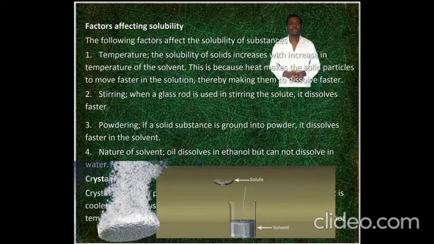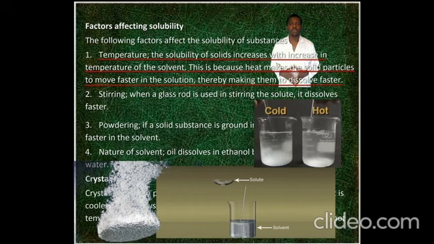Factors affecting solubility. The following factors affect the solubility of substances. 1. Temperature. The solubility of solids increases with increase in temperature of the solvent. This is because heat makes the solid particles move faster, thereby making them dissolve faster.